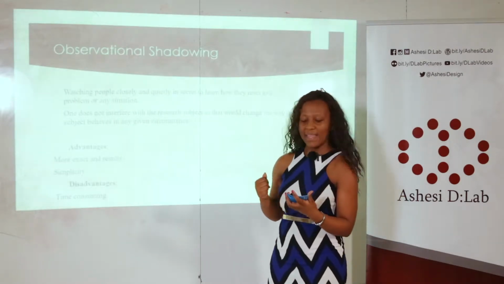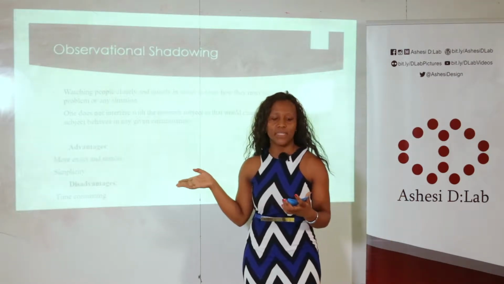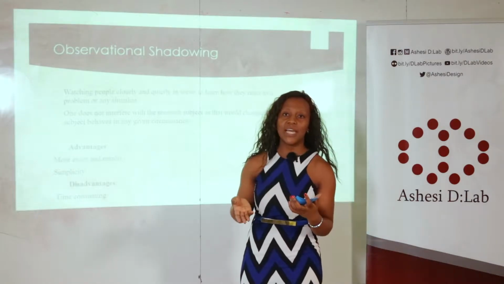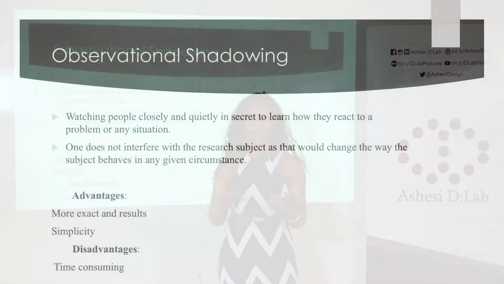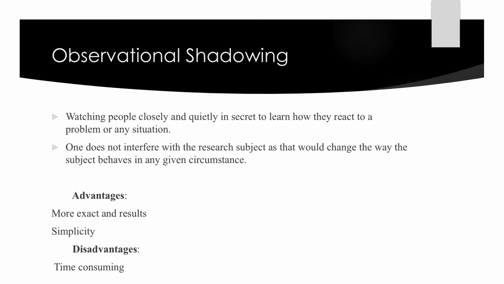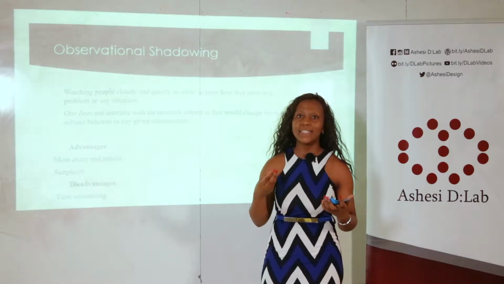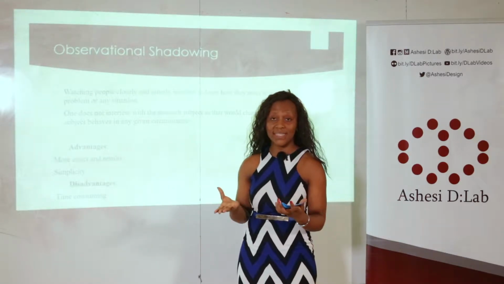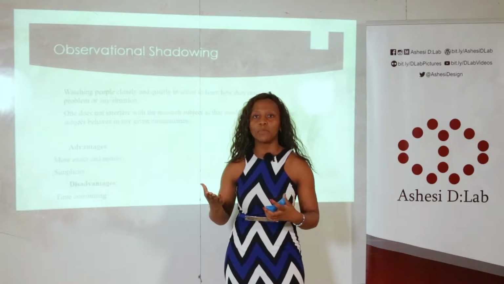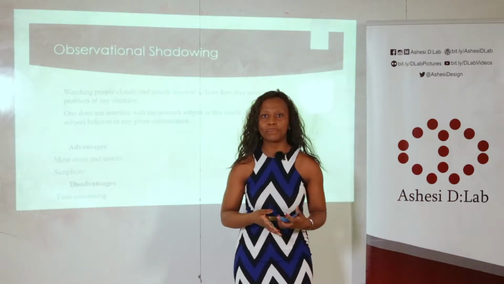So firstly, I would like us to explain observational shadowing. Observational shadowing is defined as watching people closely and quietly in secret in order to learn how they react to a given circumstance or problem. But we have to realize that one does not have to interfere with the research subject, as this would change the way people behave. Let us make an example.